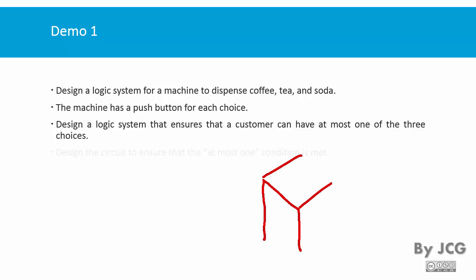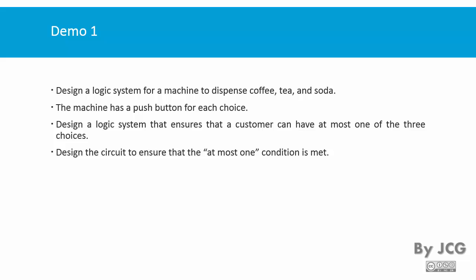Picture a physical box, a vending machine, and in this machine you have three buttons. Here we want to design a system that tells us the person in front of this machine can only push one button. At some point, a customer can push two or more buttons in this machine. So you want to make sure that our logic system doesn't allow that. If we detect more than one choice, we're going to deny the product to the customer, and maybe ask them to push only one button. So we're going to design the circuit that ensures that at most one condition is met.